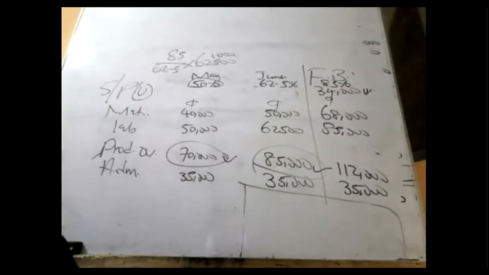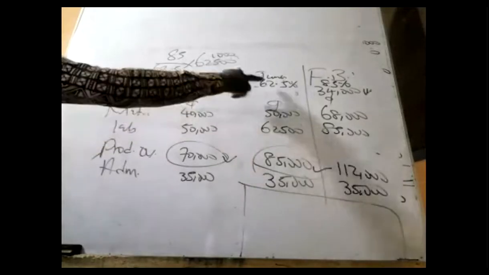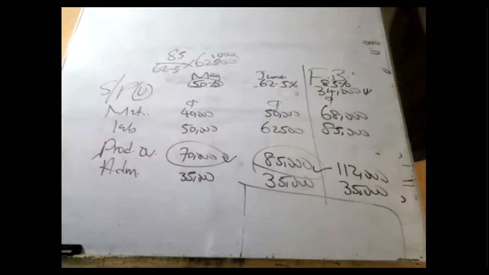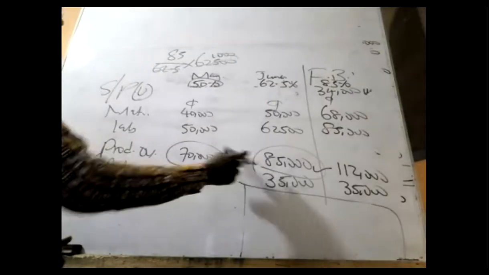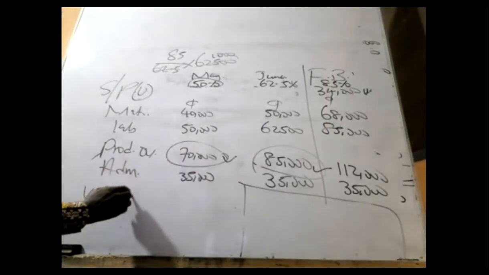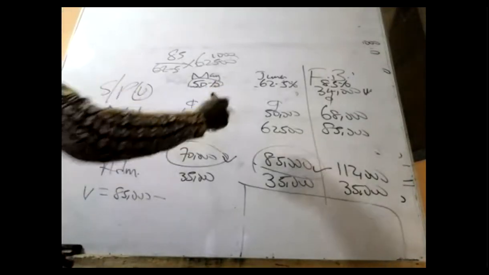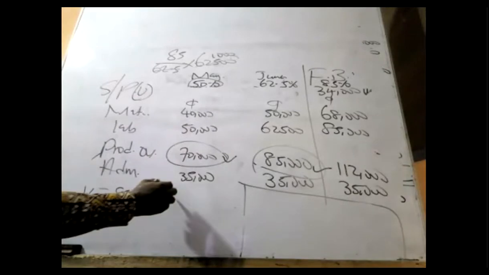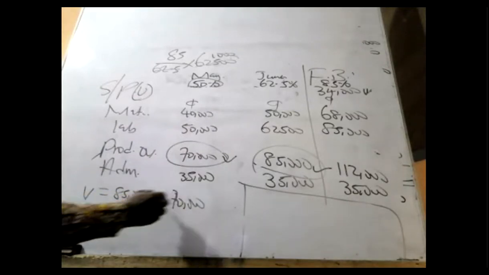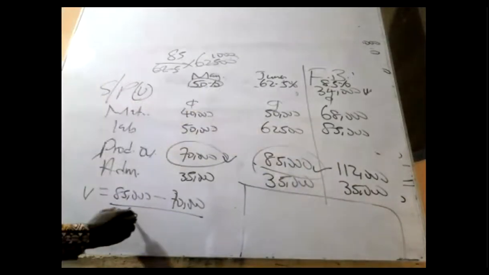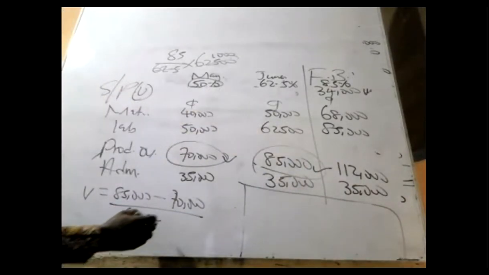First, the highest activity level, 62.5 and 50, which one is first? It is 62.5, fine. What is the cost? The cost will be 85. So the variable cost is equal to 85,000 minus the lowest cost, which is 70. Over here, it will be 62.5 minus 50. 62.5 minus 50. That is all.